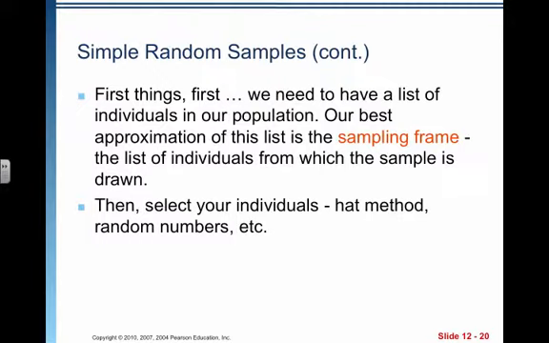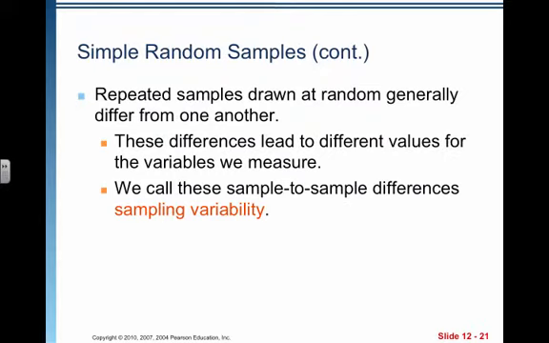Then you're going to select your individuals. Again, use the hat method, random numbers, etc. When we have repeated samples drawn at random, generally they're going to differ from each other. These differences lead to different values for the variables we measure. And this isn't a problem. We expect it and we bring it into our methods. We call the sample-to-sample differences sampling variability. Some people call it sampling error, but that makes it sound like you've done something wrong. And so really the better term is sampling variability.